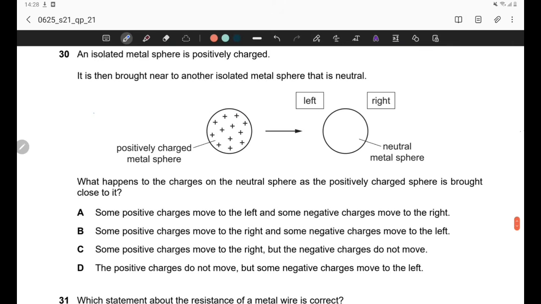Question 30. An isolated metal sphere is positively charged. It is then brought near to another isolated metal sphere that is neutral. What happens to the charges on the neutral sphere as the positively charged sphere is brought close to it? So when this positively charged sphere is brought close to the neutral metal sphere, initially the metal sphere will have an equal number of protons and an equal number of electrons.